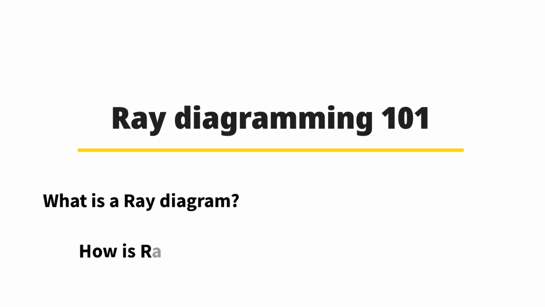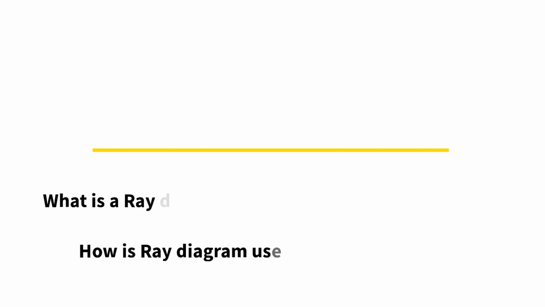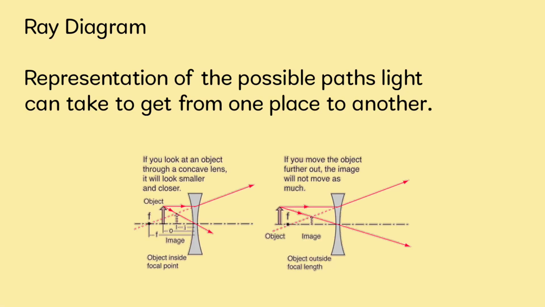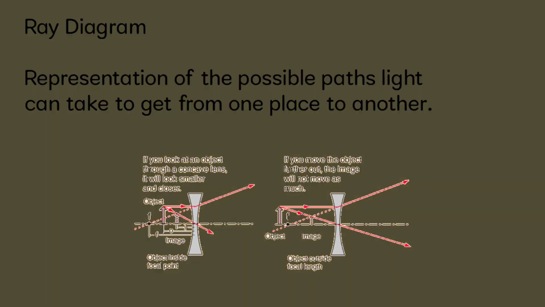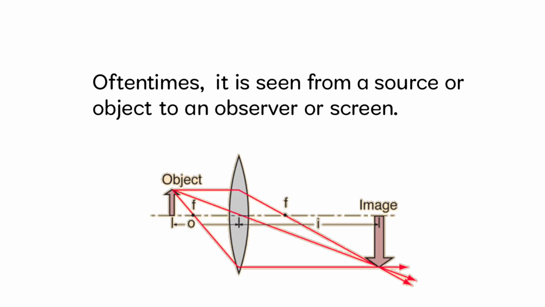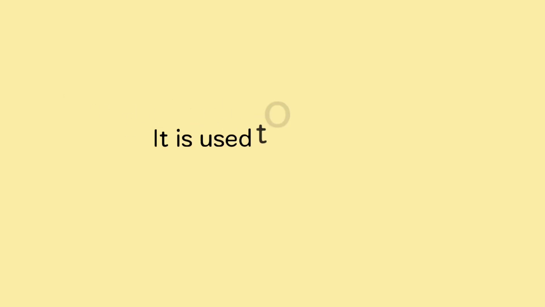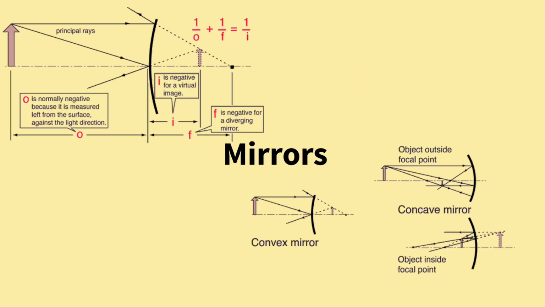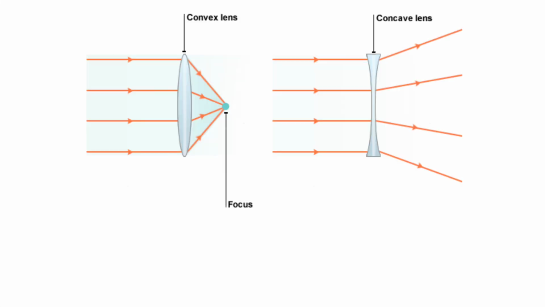Today, you will learn about what ray diagramming is and how it is used. Ray diagrams are a representation of the possible paths light can take to get from one place to another. Oftentimes, it is seen from a source or object to an observer or screen. It is used to describe the images formed by either mirrors or lenses. But in today's video, you will learn the basics of ray diagramming when dealing with convex and concave lenses.